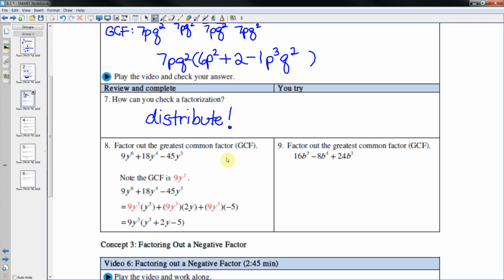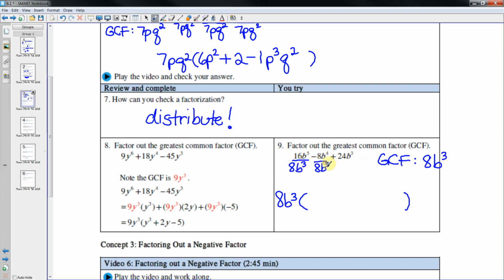Okay, let's look at this one in the middle of the page. 16b to the 5th minus 8b to the 4th plus 24b cubed. My GCF, look at my smallest number, 8. Does 8 go into both 16 and 24? I'm going to try that first, and it does, so I know 8 is my number part. I have b's in all the terms, and so b cubed looks like it's the smallest of the exponents. So I'm going to have 8b cubed, and let's see what we have left over.